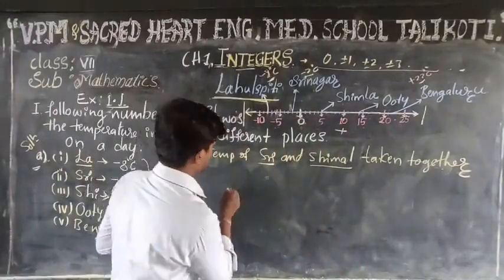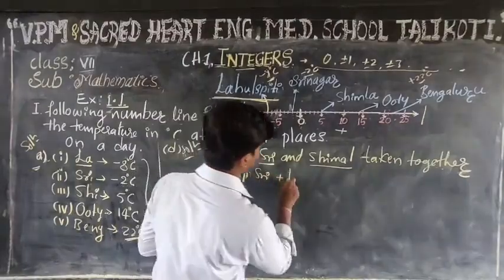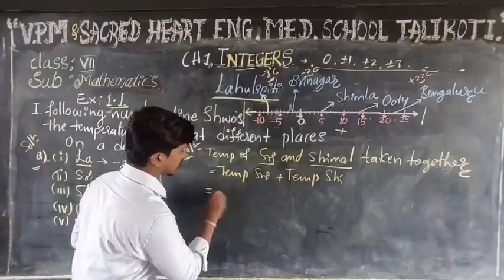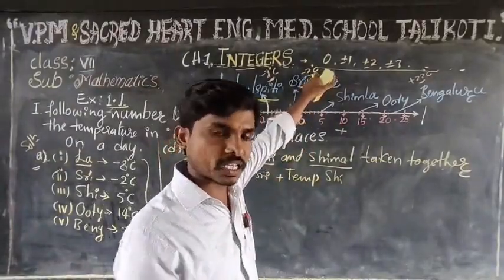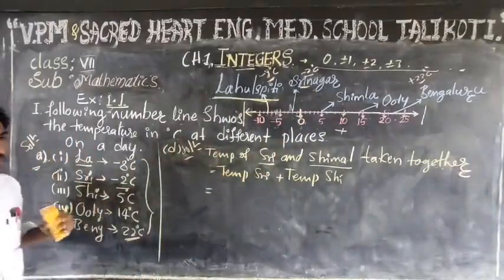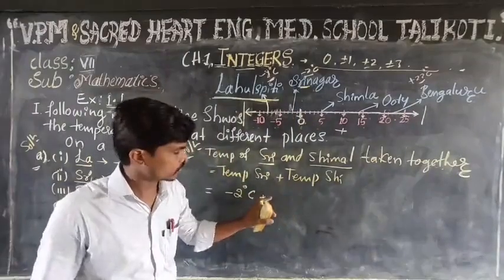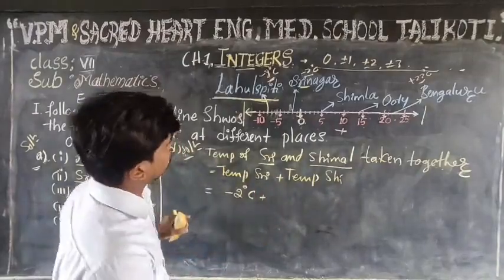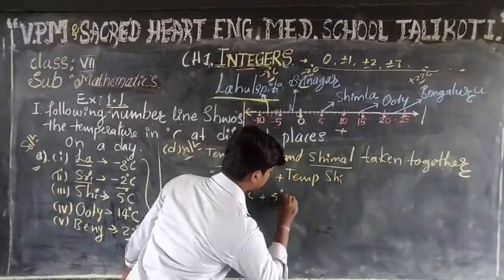Just look here. Temperature of Srinagar plus temperature of Simla. Yes, what is the temperature of Srinagar? Here is the temperature of Srinagar, that is minus 2 degrees Celsius. Otherwise, in the first section, that is the A section, we find that temperature of Srinagar is minus 2 degrees Celsius. Plus, because this is having a plus symbol, we want to take together, that's why it's a plus. And temperature of Simla is plus 5 degrees Celsius.